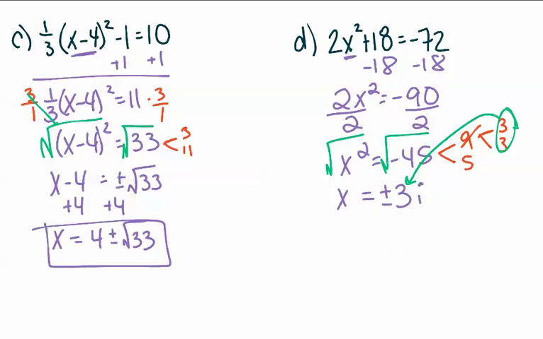I'm going to need that i. Don't forget that i because of this negative that's in here. And then I need this 5 that's inside the radical because it doesn't have any sort of match. So my answer there, let's make it nice and clear, plus or minus 3i radical 5.